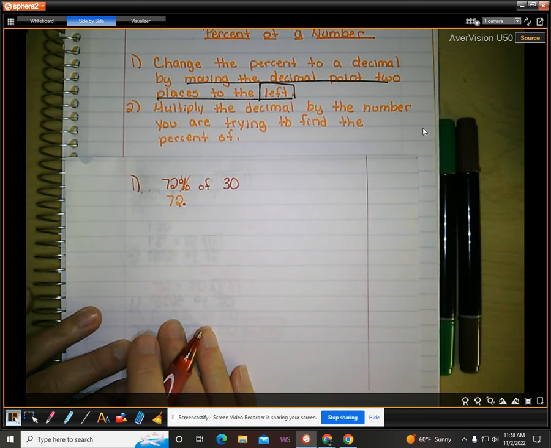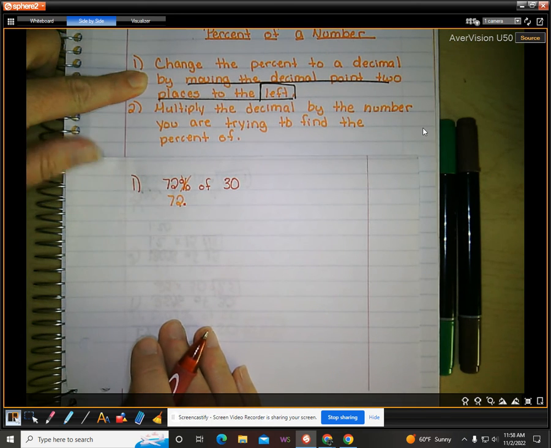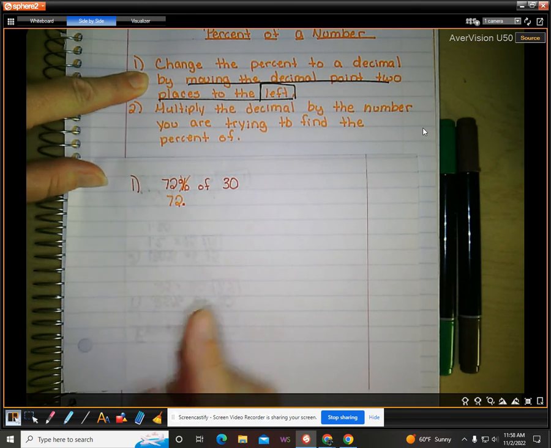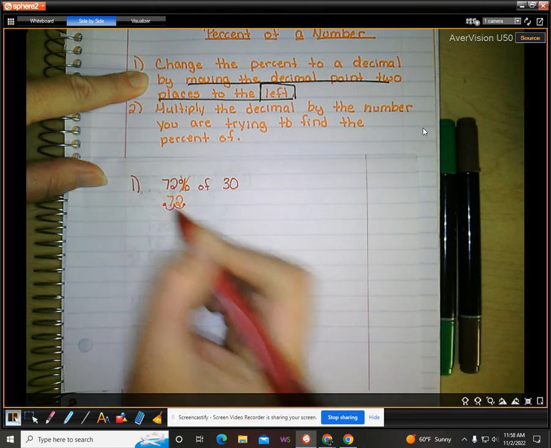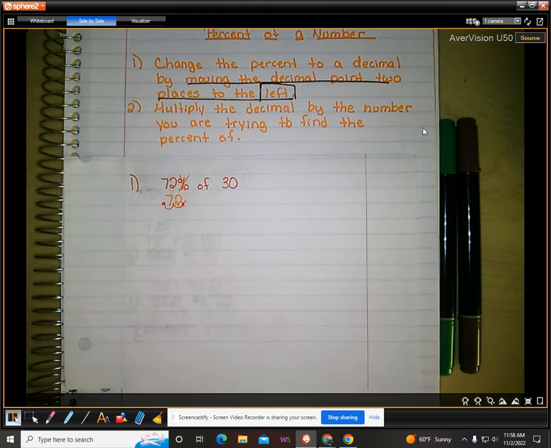Okay, because it's a whole number. So then we have to change the percent to a decimal by moving the decimal point to the left 2 places. So it becomes 0.72. Any whole number has a decimal point. We just don't write it there. It's at the end. Okay?